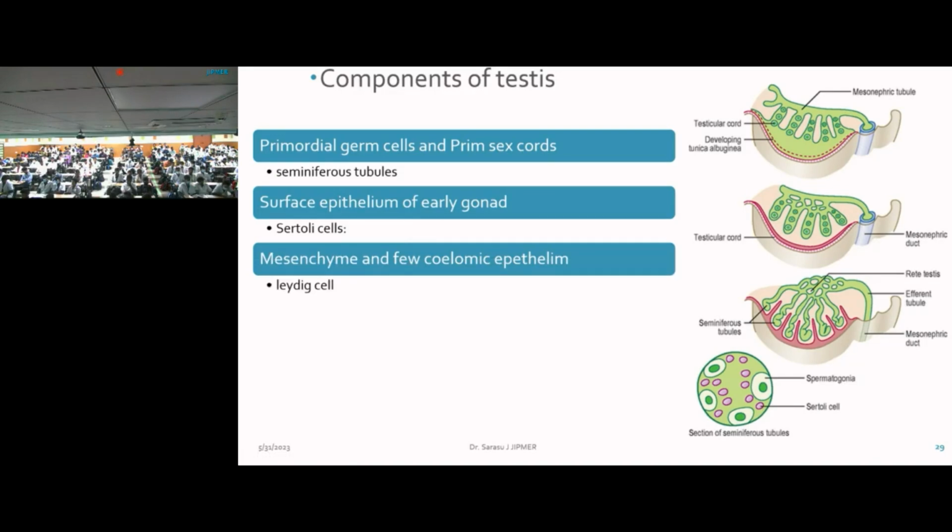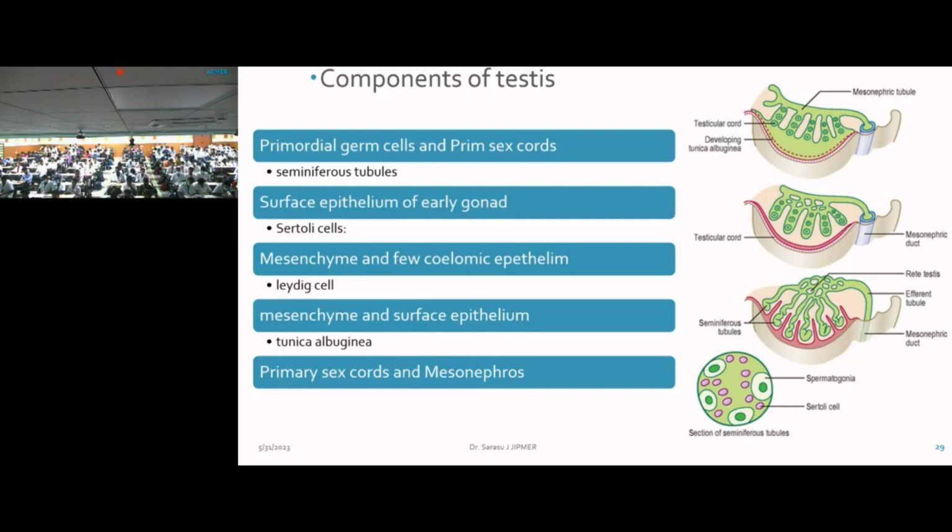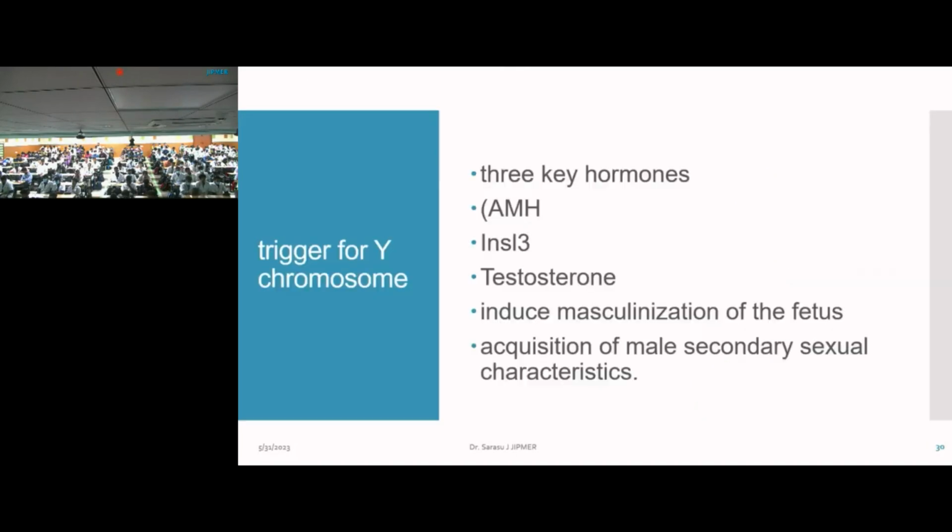And the rest of the mesenchyme will produce some Leydig cells, and the rest of that forms the tunica albuginea. Okay. And the duct systems are formed by the mesonephros. Now, to maintain all this and for its further development, we need testosterone, which is produced by these cells over here. And we also have another one which will inhibit the production of the female organs. So, three important hormones. There are a few more.